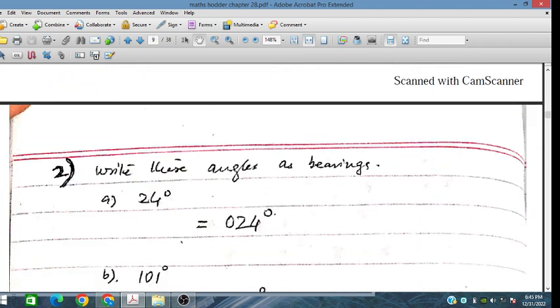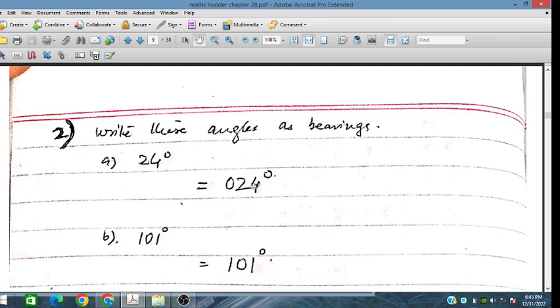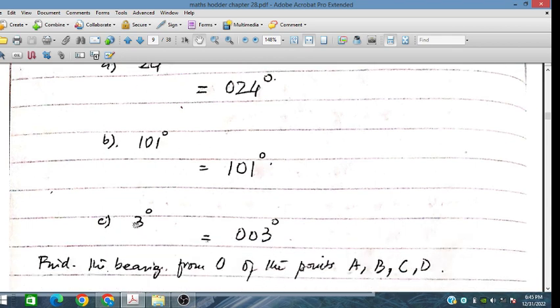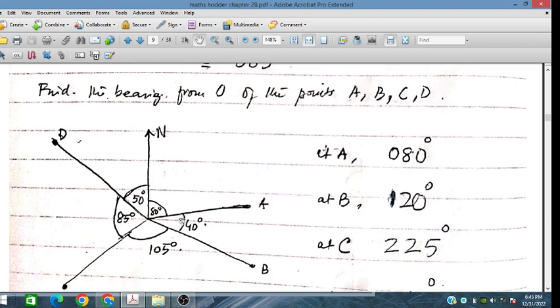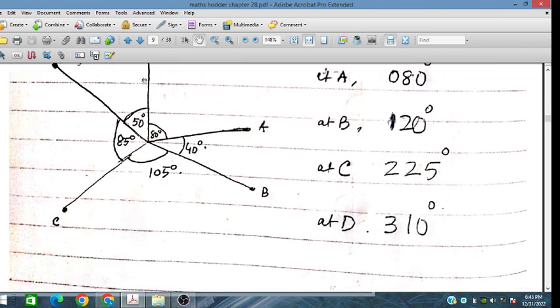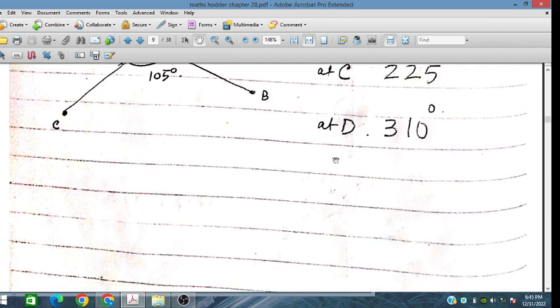And to question number 2, write down these angles as a bearing. So 24 degrees is 024, 101 is 101, 003 for the bearing to the point A, B, C, D. So this is 080 for A. For angle B, we add 80 plus 40, which is 120 degrees. For C, we add 120 plus 105, which is 225 degrees, and for D, we add 85, and this becomes 310 degrees, and the remaining we will come to the north side.